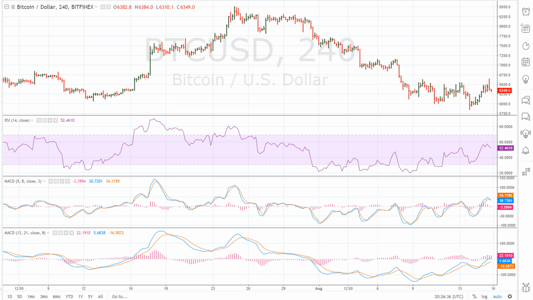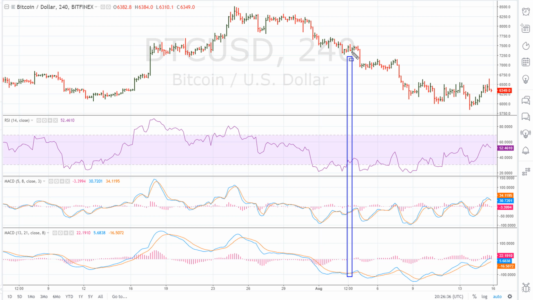We're going to be taking a look pretty much at the crossover of the MACD. What I'm going to do here is highlight the MACD crossovers over the last month or so, over the last couple of weeks, going back to the beginning of August.